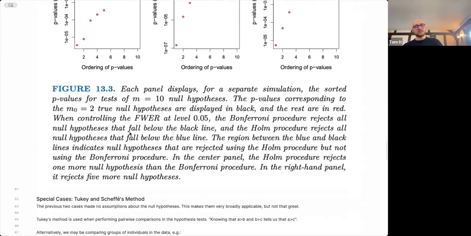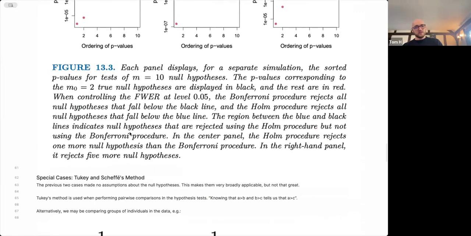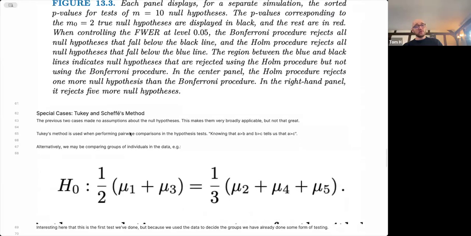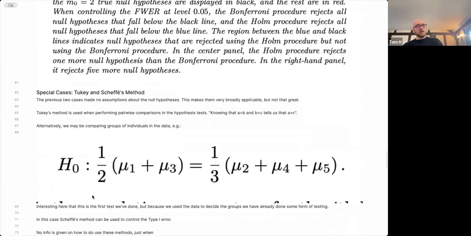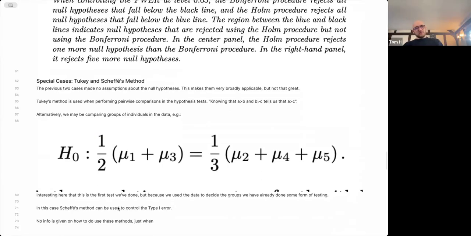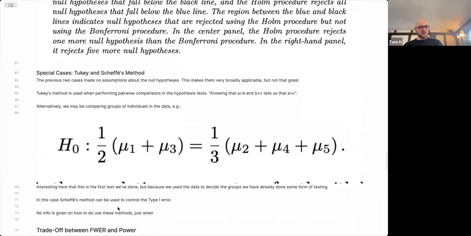And so you risk running into the trap of doing multiple testing without really realizing it. But in this case, Scheffé's method can be used to control the type 1 error. And again, it doesn't give much information on how to do these methods or how to get the alpha level of each of these methods. It just says when you might want to use them. So I'll leave that as an exercise to the viewer if you're interested in that.